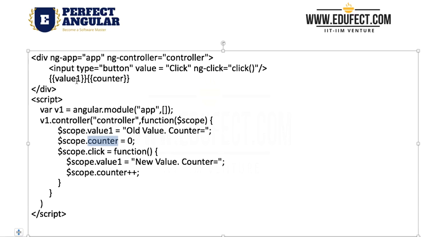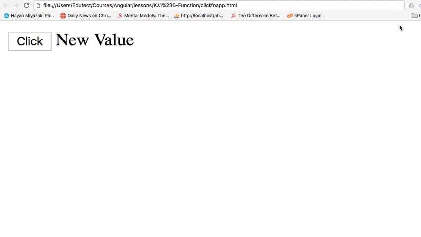And then we are printing value1 and counter. So initially value1 is old value and counter is 0. So what should get printed is old value, counter is equal to 0. When we click on the button, what will happen? This function will get called, and value1 will become new value, and counter will now become counter plus plus. So first it will become 1, and when we keep on clicking the button, counter will keep on increasing. So we will see new value, counter is equal to 1, new value, counter is equal to 2, and so on. Let us run the code and see what will happen.